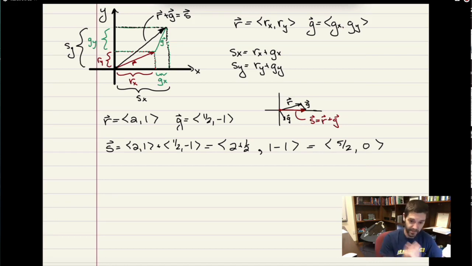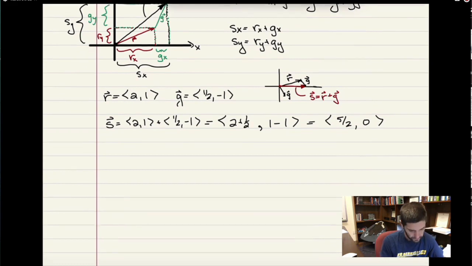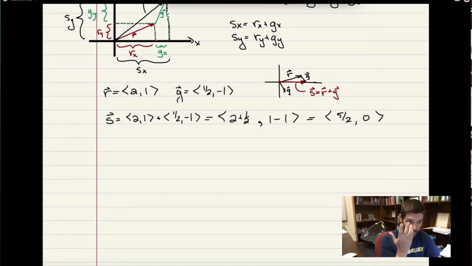Components just add individually. If you're subtracting two vectors, you subtract the components individually. Which is nice, or at least straightforward.